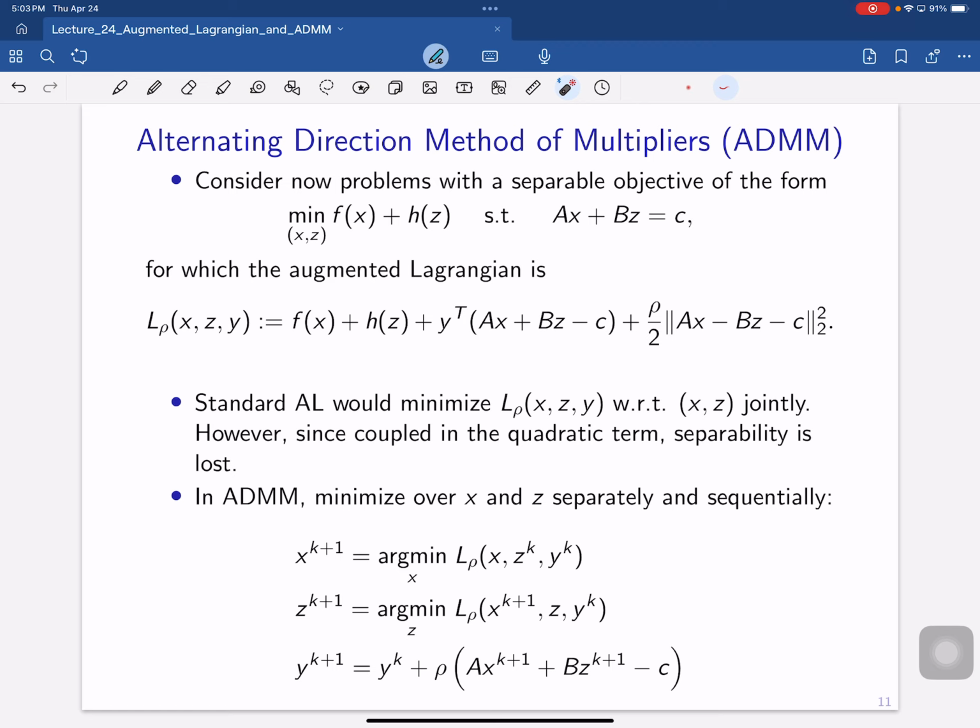Now with that, if you do the augmented Lagrangian here, you have y transpose (Ax plus Bz minus c). If you only have this Lagrangian term, the problem is still decomposable, because the terms are linearly separable. However, if you introduce this quadratic term, you will have some terms where x is multiplied by z, and then they are no longer linearly separable.